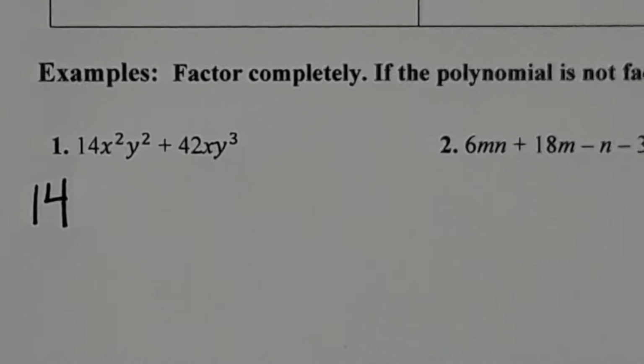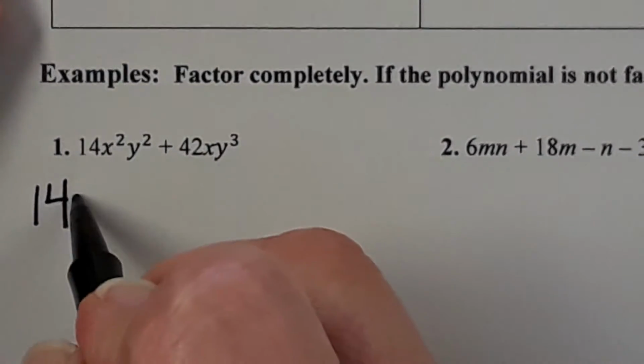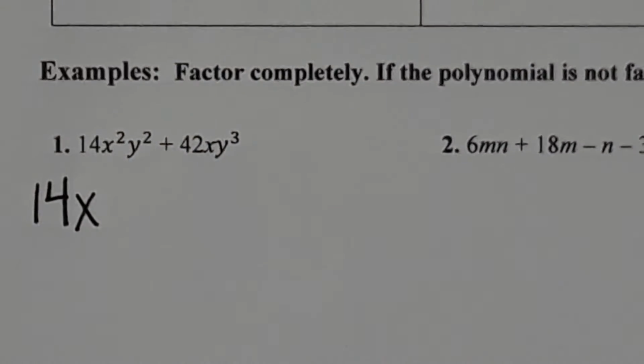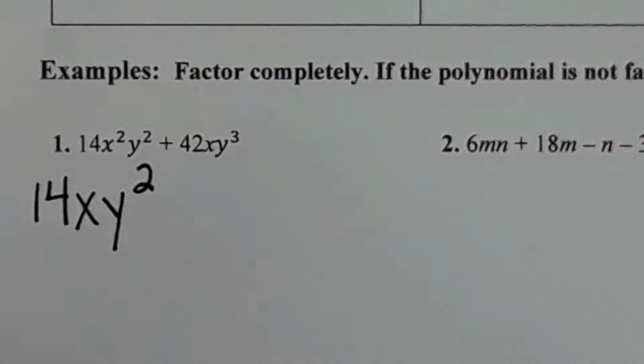Do they have x's in common? Yep. What's the smallest exponent? 1. So it's just going to be x to the first, which is just plain x. Do they have a y in common? Yes. What is the smallest exponent? 2. So it means I'm going to pull out y squared. So 14xy squared is my GCF. Okay?